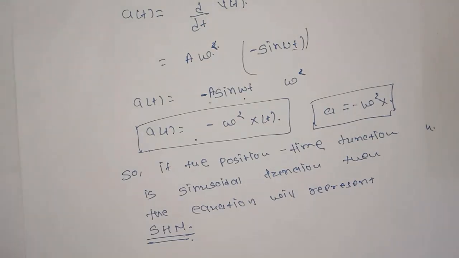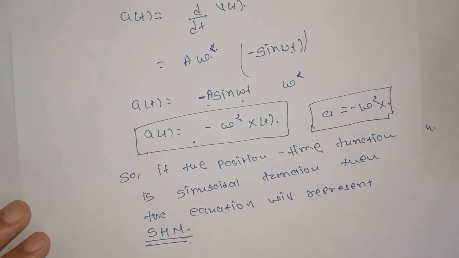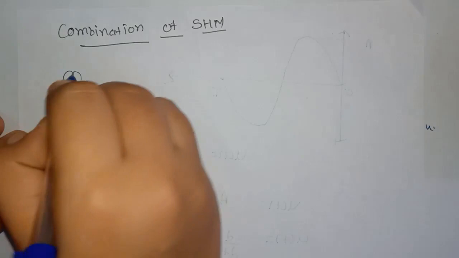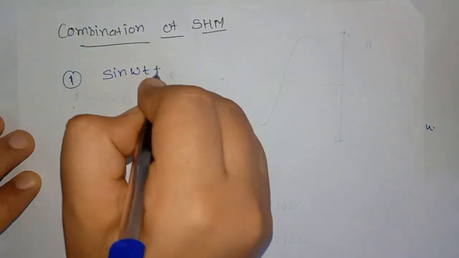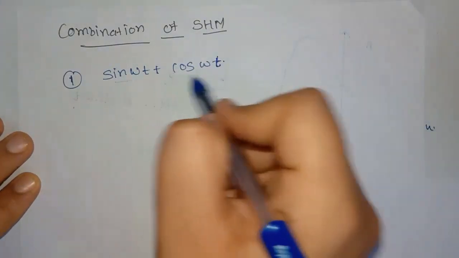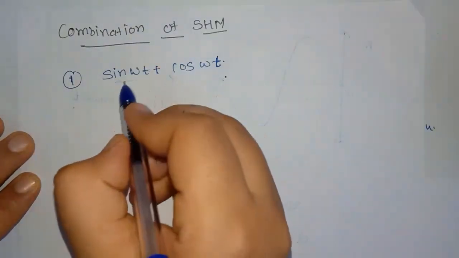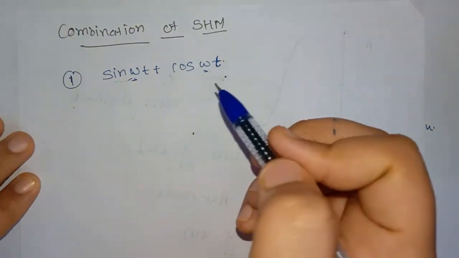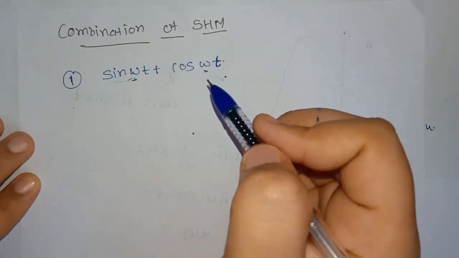Now, what will happen if such functions are added together? Let us see. If two or more SHM are added, then let us see how we can check whether the resultant equation represents the SHM or not. For example, we are combining two equations, that is sine omega t plus cos omega t. Here both are individually SHM and they both are having same frequency, so the resultant will also be SHM.